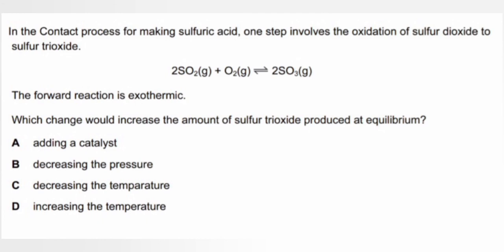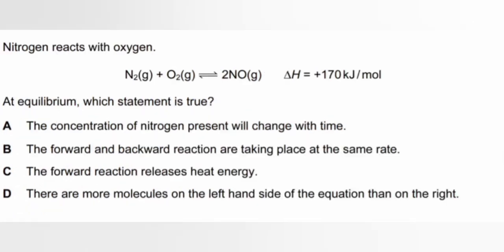In such type of questions where it is mentioned specifically that the forward reaction is exothermic, usually the answer has something to do with temperature. We have a very similar question over here. Nitrogen reacts with oxygen at equilibrium. Which statement is true? The concentration of nitrogen present will change with time. No, how will it when it is at equilibrium? Then the forward and backward reaction are taking place at the same rate. Yes. The forward reaction releases heat energy. No, because the enthalpy change is positive. D, there are more molecules on the left hand side of the equation than on the right. No. If you calculate the moles, then you see that both sides have equal moles.